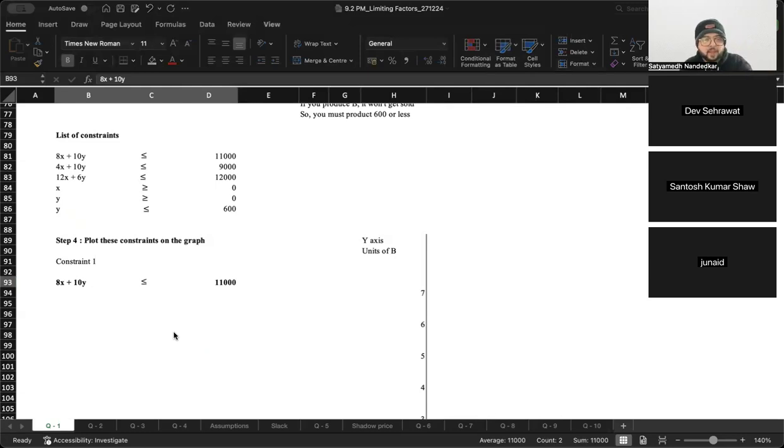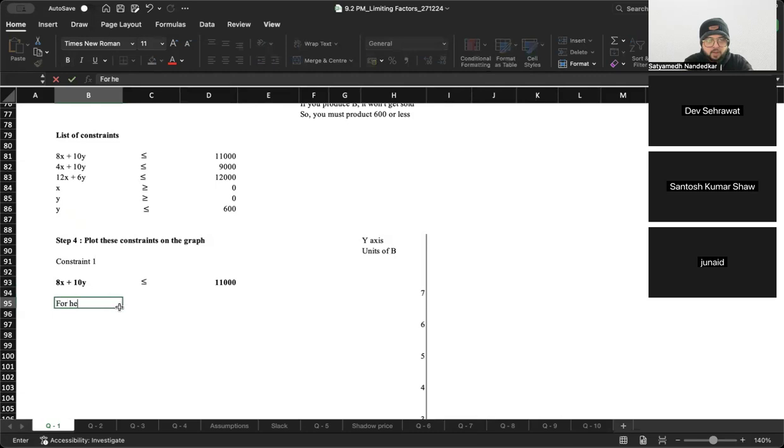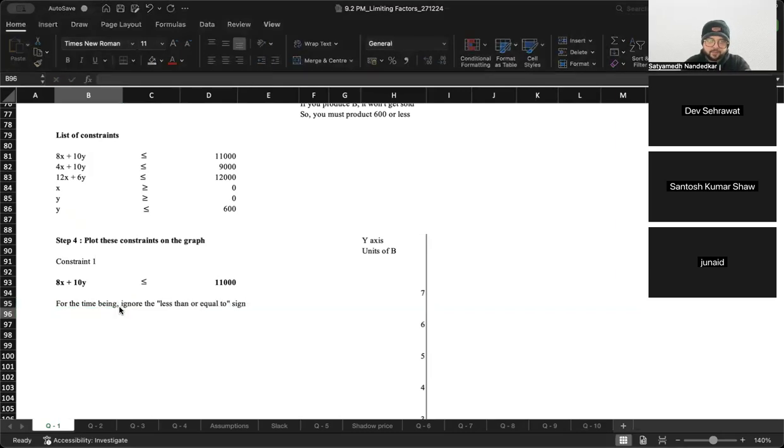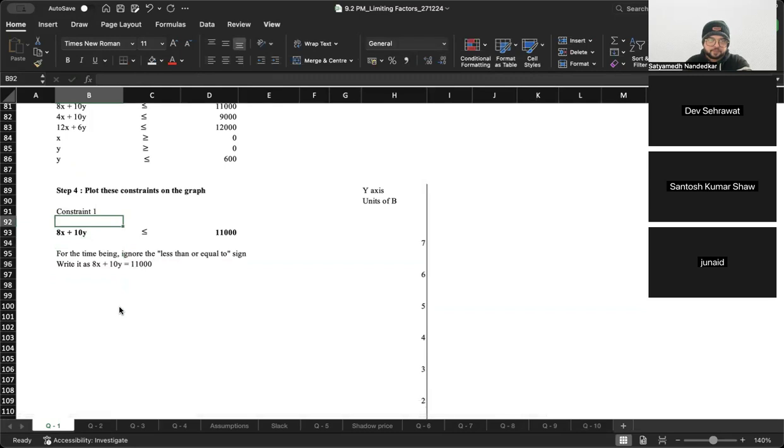Okay. For the time being, ignore the less than or equal to sign. Okay. And write it as 8x plus 10y equal to 11,000. Now we have to plot this constraint on the graph paper. How will we do it?